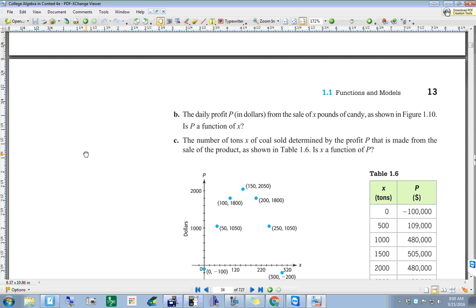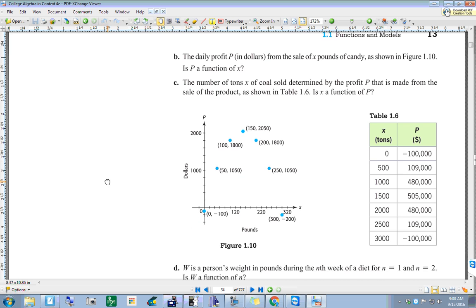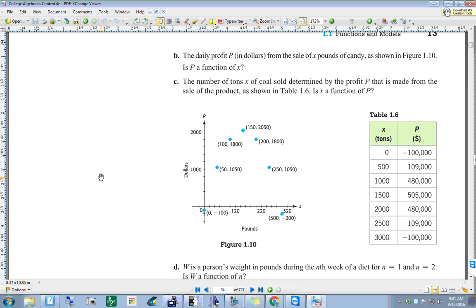Let's try. Think about B. Okay, daily profit in dollars from the sale of X pounds of candy. Would that be a function? I mean, if you sell 20 pounds of candy, will you always get that same profit on 20 pounds of candy? No. Number of tons of coal sold determined by the profit that is made from the sale of the product.